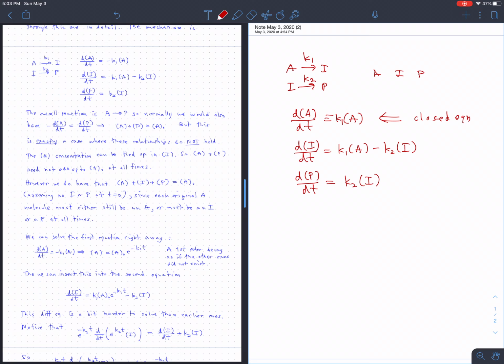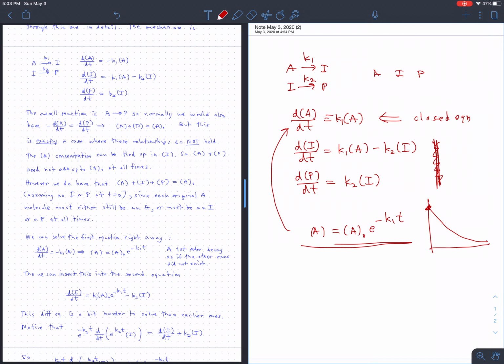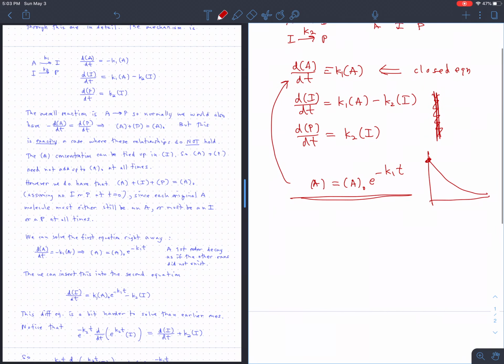Okay, now the equation for A we can solve right away. It's already closed, and it's just a first order decay. We already solved this equation, in fact: A is equal to A0 e to the minus K1t. It's just an exponential decay. And the decay occurs not even taking any account or having any effect at all on the other reactions that come afterwards. A just goes away, and that's all that we know. And it goes away with all the properties of a first order reaction, so that's normal.